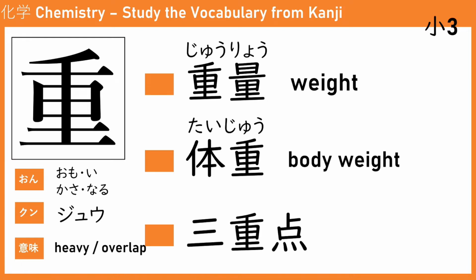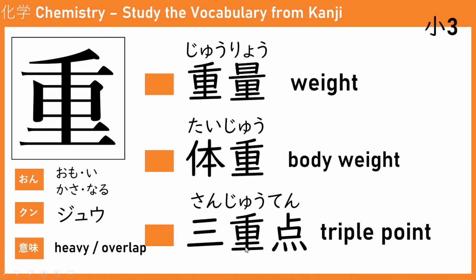The next kanji is sanjuten. Sanjuten. This one means 3 points that overlap, which means the triple point. It's the point where gas state, liquid state, and solid state exist in the same condition. The triple point. Sanjuten.